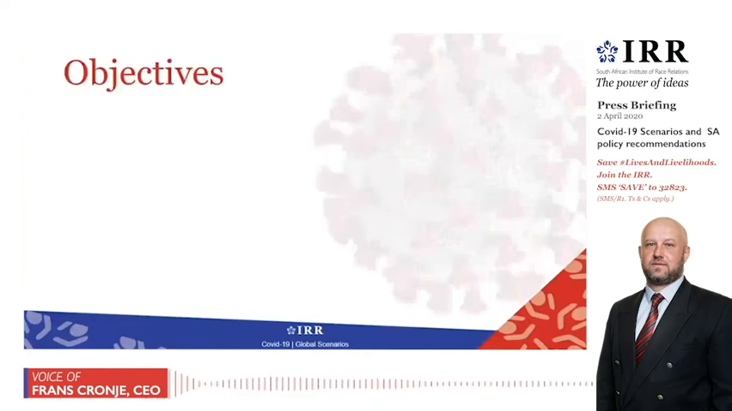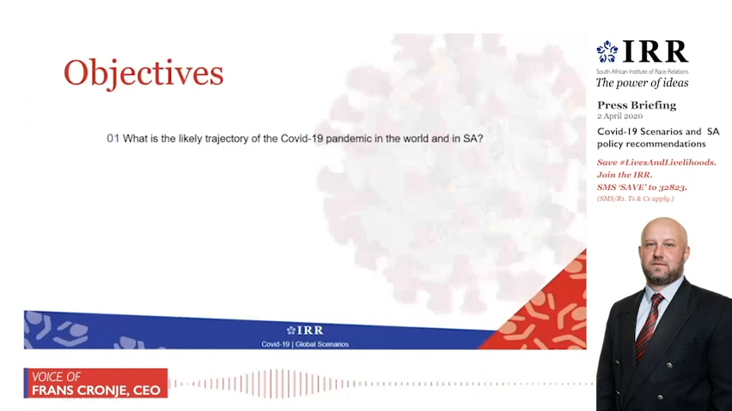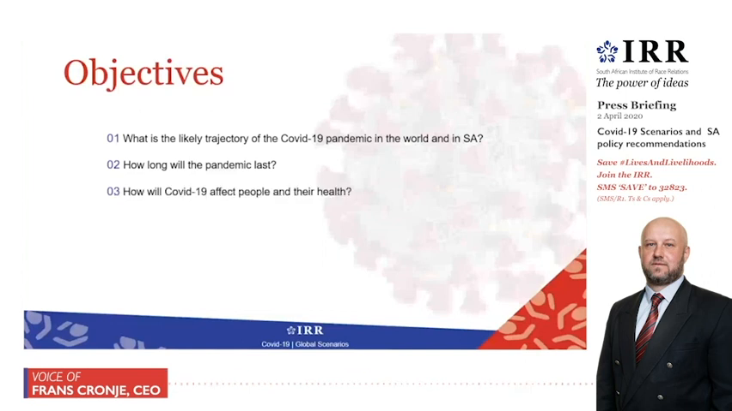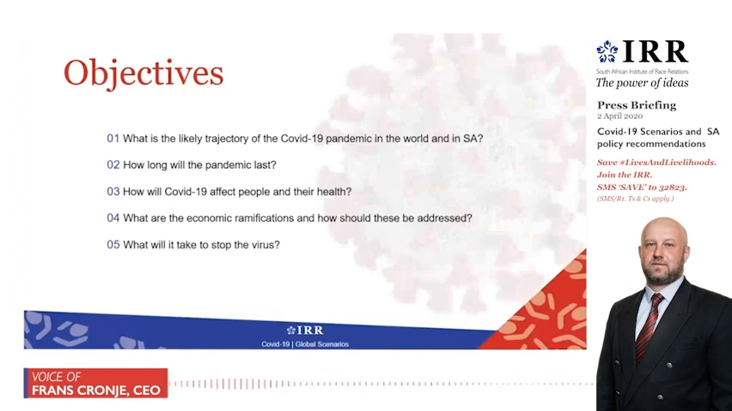My objectives are to try and help you understand the answers to these 5 questions. What is the likely trajectory of the COVID pandemic going to be for the world and South Africa? How long will the pandemic last? How will it affect people and their health? What are the economic ramifications going to be, and how should these be addressed? And finally, what will it take to stop the virus? Well, what is the end point? When we see something appear on the horizon, how do we know that that is something that heralds the world and South Africa moving out of this crisis?